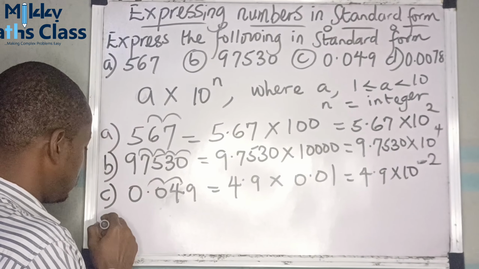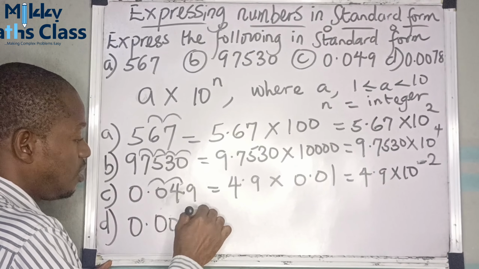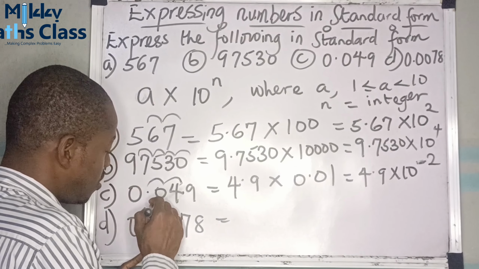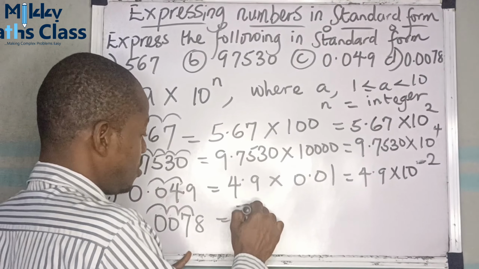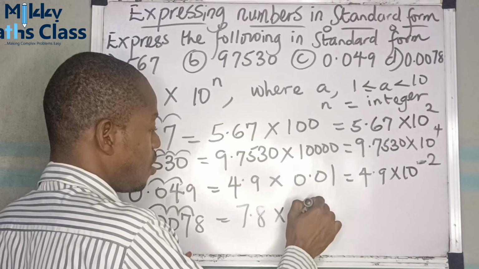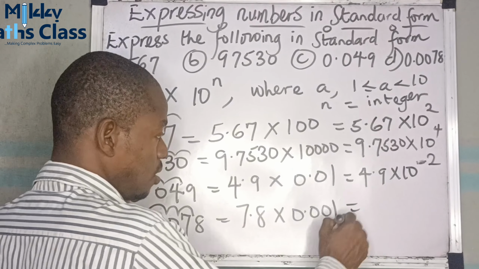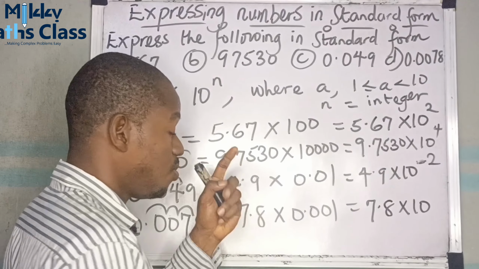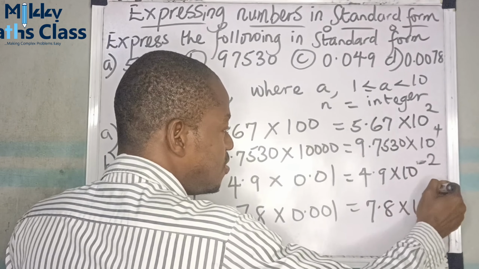And the last but not the least, 0.0078. The same way, we move to the right, 1, 2, 3. We are moving 3 times. That's 7.8 times 0.001, which equals 7.8 times 10 to the power of, we move 3 times and we're moving right, so that will be negative 3.